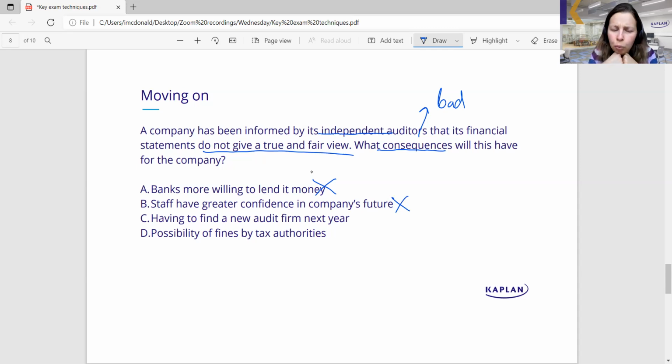So I have two options left. C, having to find new audit firm next year, possible, or D, possibility of fines by tax authorities. Which of those options it might be? And though I may not be too sure at the moment, I need to make a guess and go, okay, tax is an important issue. It is an accounting exam at the end. So as a result, maybe I just tick D for the moment.